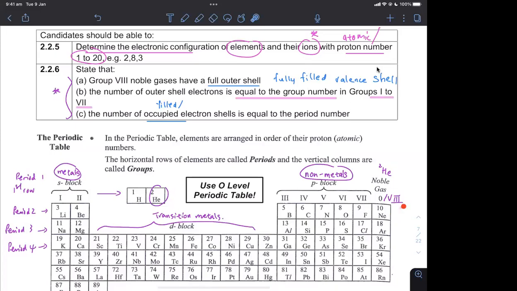That's why for group 8, the noble gases, you don't say it's equal. You don't say that group 8 has 8 valence electrons. You don't say that because of things like helium. We only say fully filled outer shell.